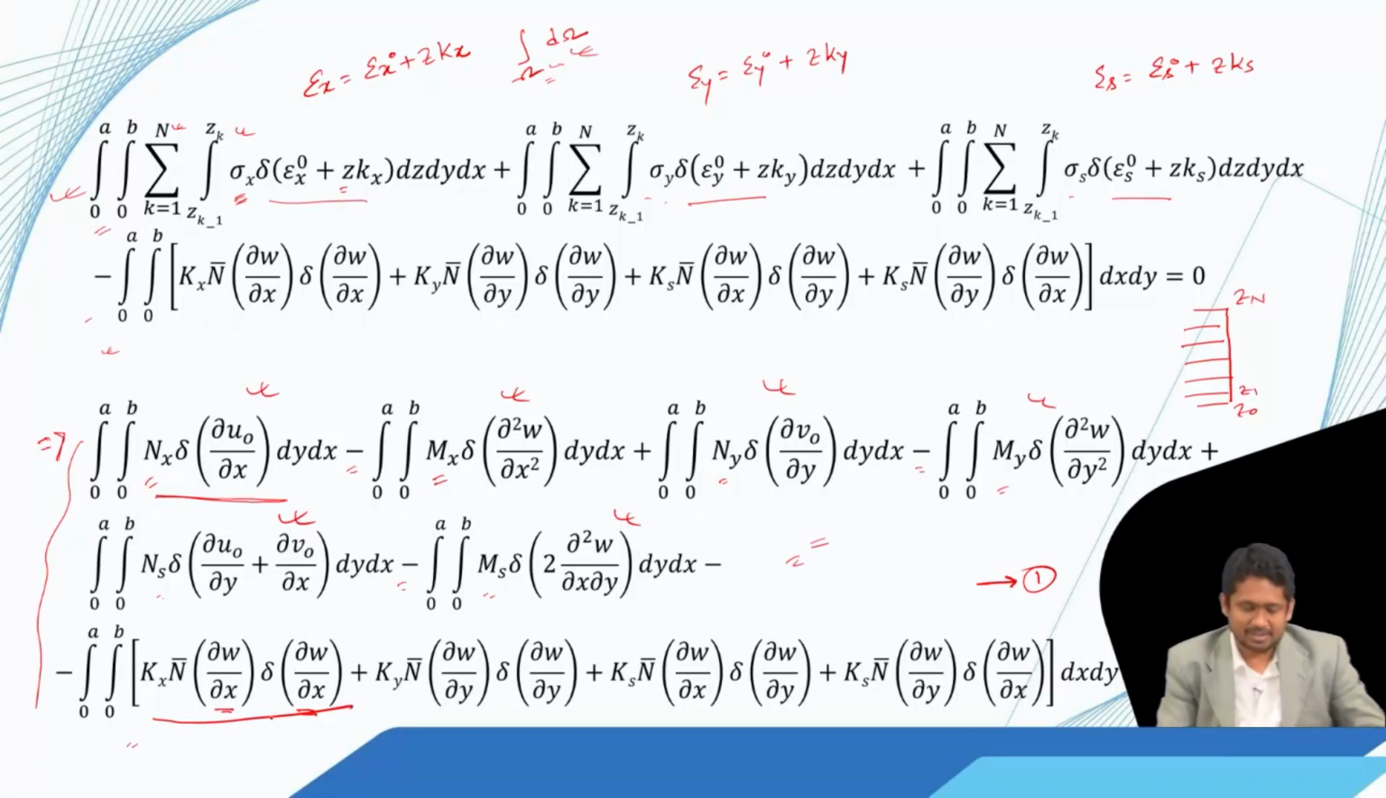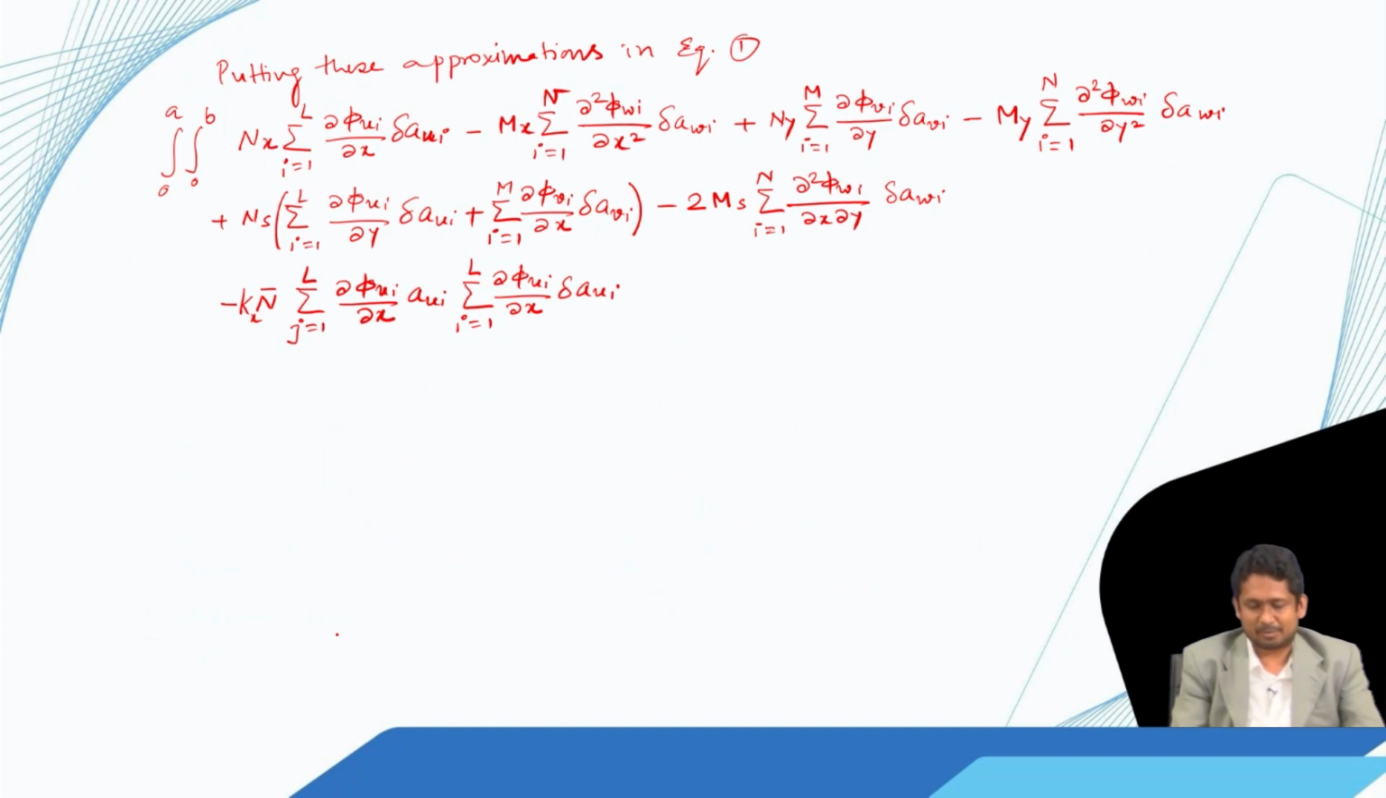Now, here let us understand this, that here we have del w by del x and here we have variation of del w by del x. Now, when we put the approximation in this, where the variation is not appearing, we are writing the index from j equal to 1 to L, and where variation is appearing, we are writing from i equal to 1 to L. This is just to differentiate that. I could have written i equal to 1 to L here also, not a problem.